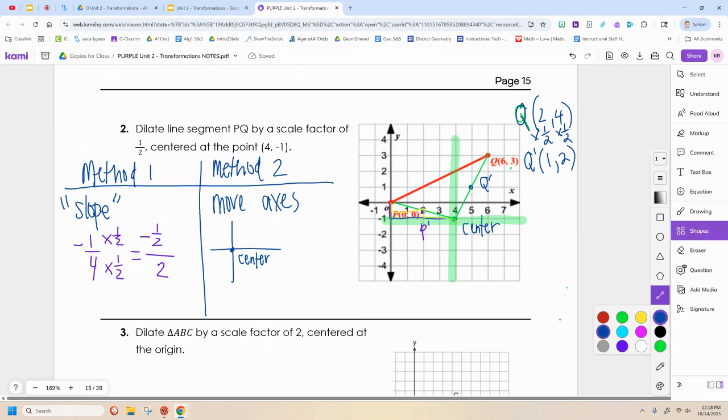And if I connect the 2 points, P prime and Q prime, I get my segment, which is half as long. Let me just get out of my own way there. Half as long and parallel.